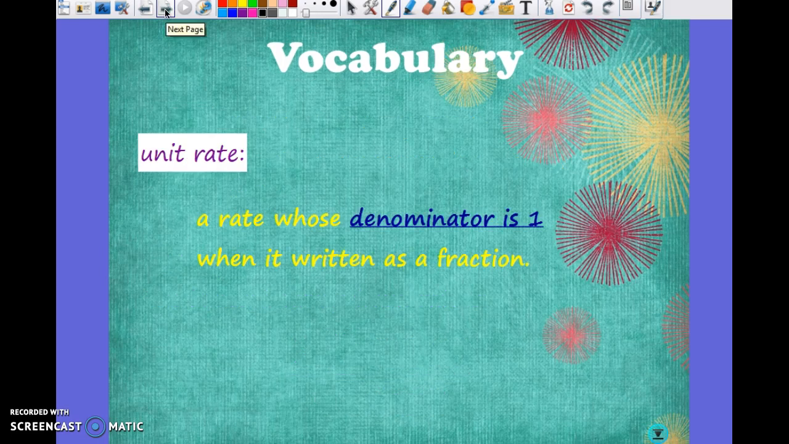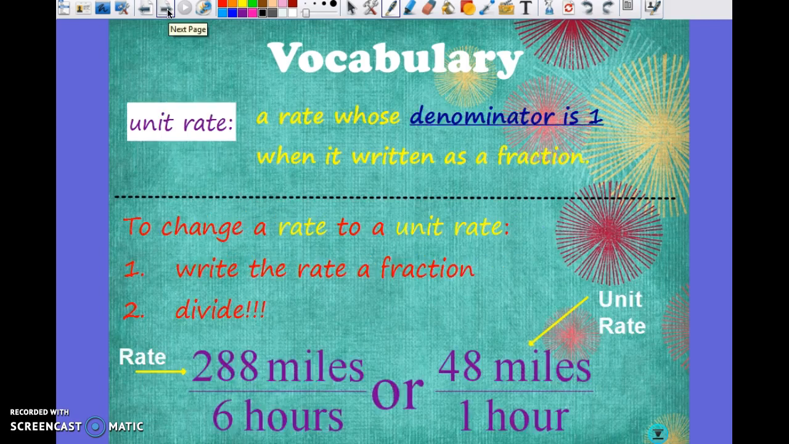A unit rate is a rate whose denominator is 1 when it is written as a fraction. So for example, in the last example where it was per 6 hours, a unit rate would be how much did they travel, the distance, in 1 hour. With a unit rate, the denominator is always 1, and to change it, all you have to do is write the rate as a fraction and then divide. You can divide the top and the bottom by the denominator, or you could just divide the numerator by the denominator, and you should get the same answer.